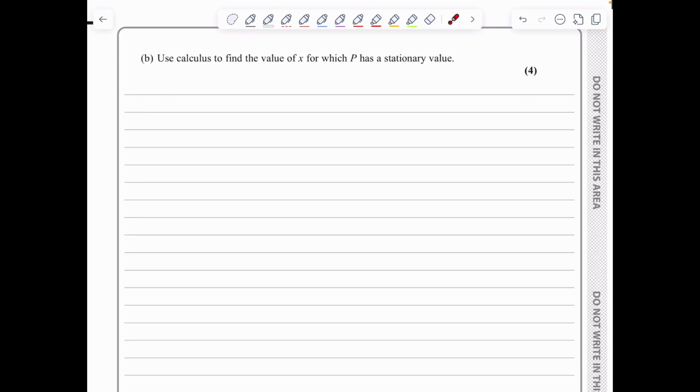In part B, we need to use calculus to find the value of x for which p has a stationary value. So when we talk about calculus, we mean differentiation here, and the stationary value is satisfying that dp dx is equal to 0. So let me first write the expression for p in index form. So p is equal to 2x plus 200x to the minus 1. So dp by dx will be equal to 2 plus 200 times the negative x to the negative 2, which is equal to 2 minus 200 over x squared, and we set this to be equal to 0.